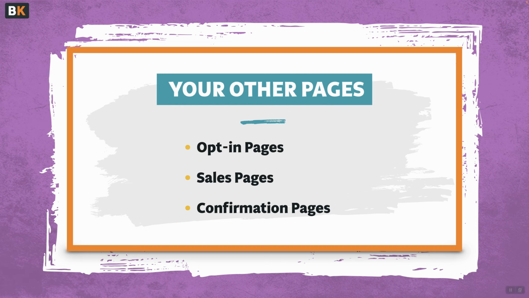Other pages you'll create will include these three. Opt-in pages, of course, are for lead conversions. Sales pages are for sales conversions. And confirmation pages are for after a conversion has occurred. So it's like the next step. You're either confirming their purchase, or sometimes confirmation pages could be used for upsells as well.